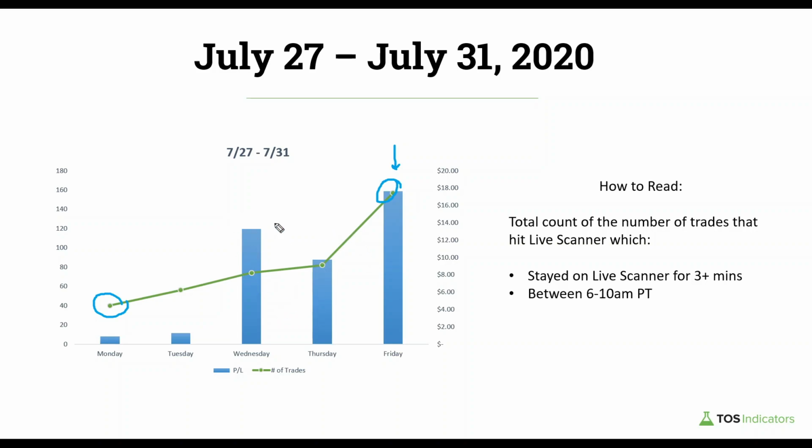The second factor is the P&L. While Friday was the highest P&L, to me, Wednesday and Thursday stand out particularly because you were able to capitalize on having a much more manageable number of trades that hit our live scanner between 6 to 10, most of which were winners. So now let's go into each of these days in further detail.